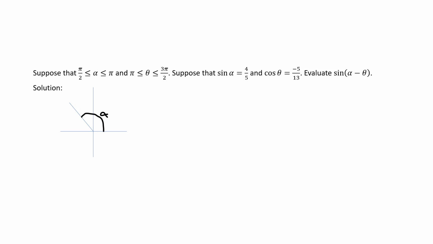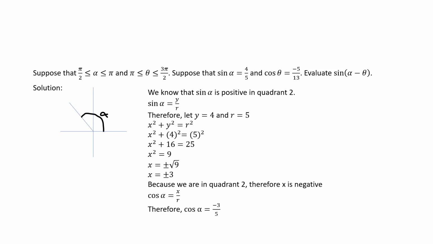We know that alpha is in quadrant 2. Now, if alpha is in quadrant 2, that means we know y is positive and x is negative. That's true in quadrant 2. Since sine of alpha is always y over r, that's a formula that we know from earlier in this year and last year as well. Since the sine of alpha is y over r, and we know y is positive and we know r is always positive, that means we can say for our question, let y be 4 and let r be 5. That would give us our 4 over 5, which is what it says in the question. Okay, so y is 4, r is 5.